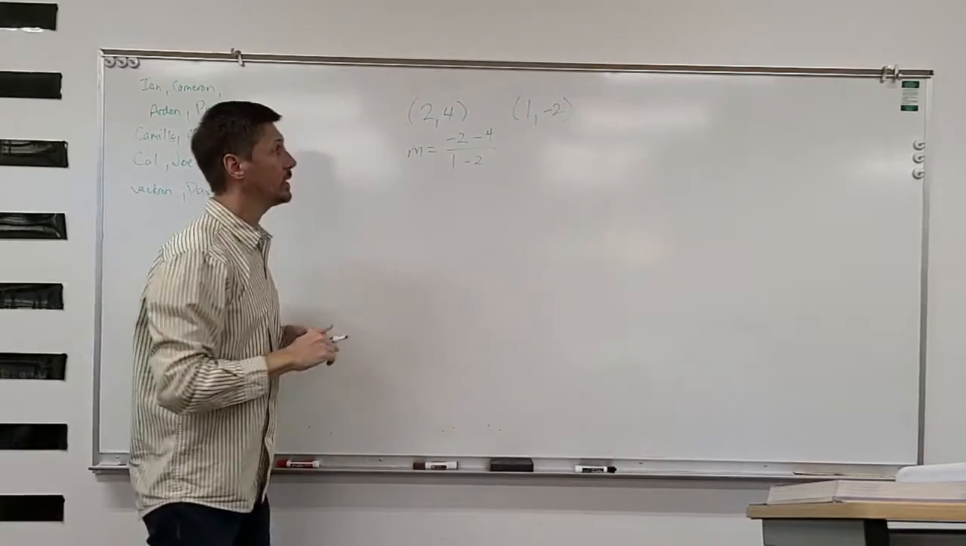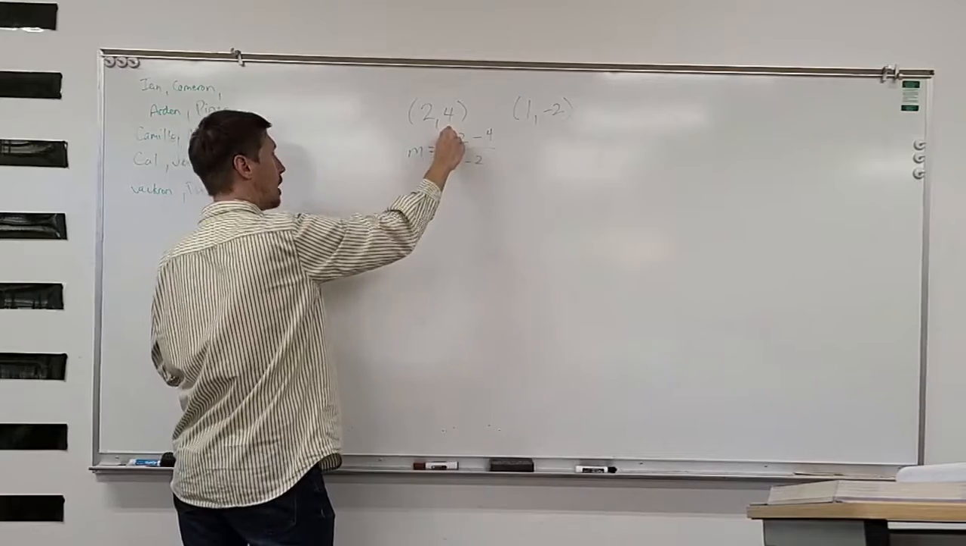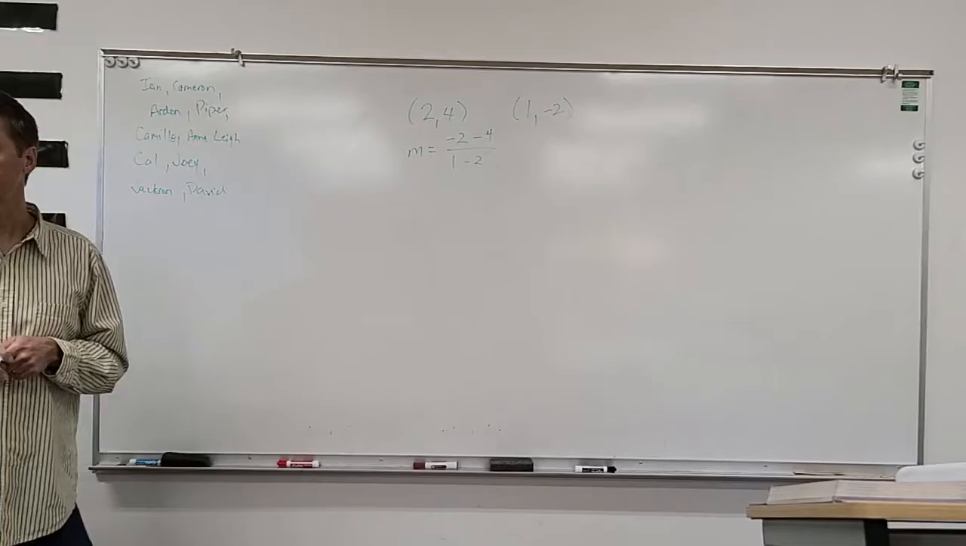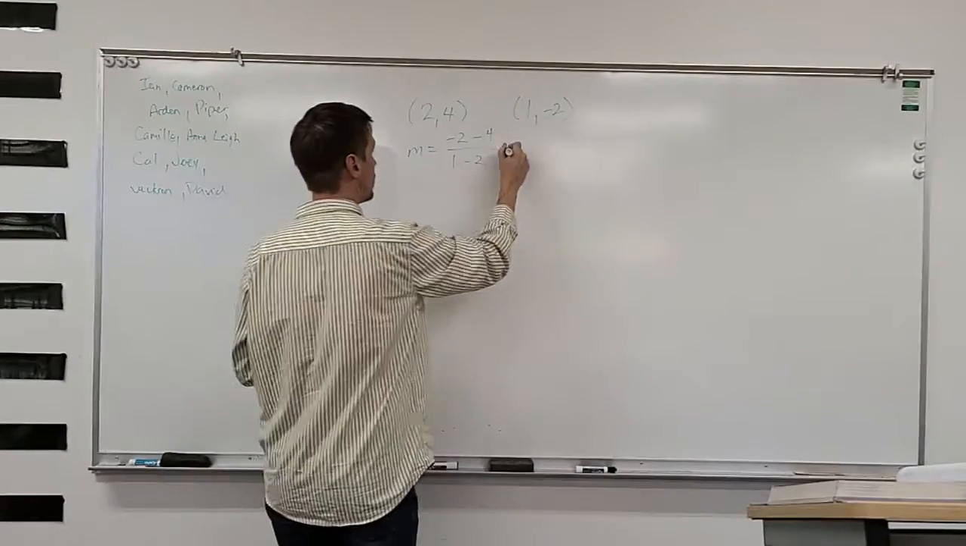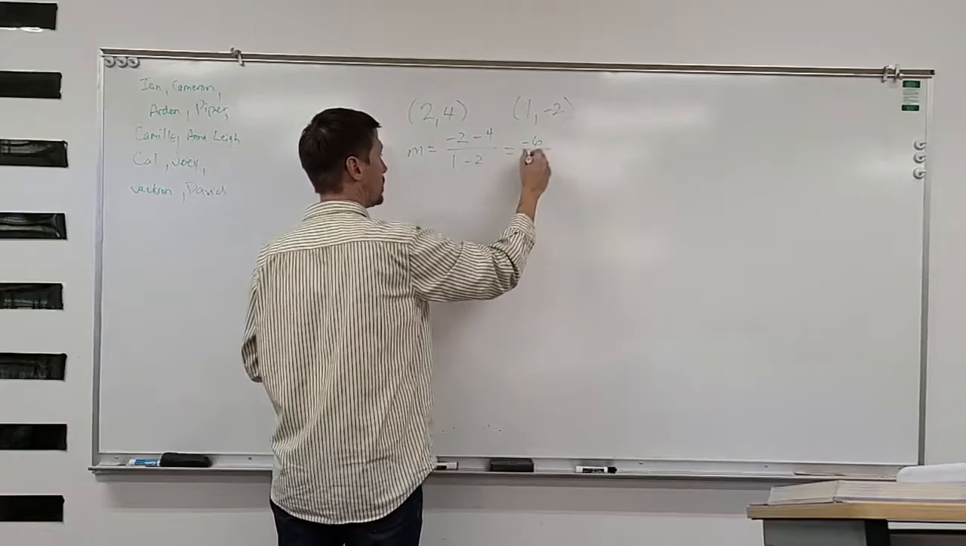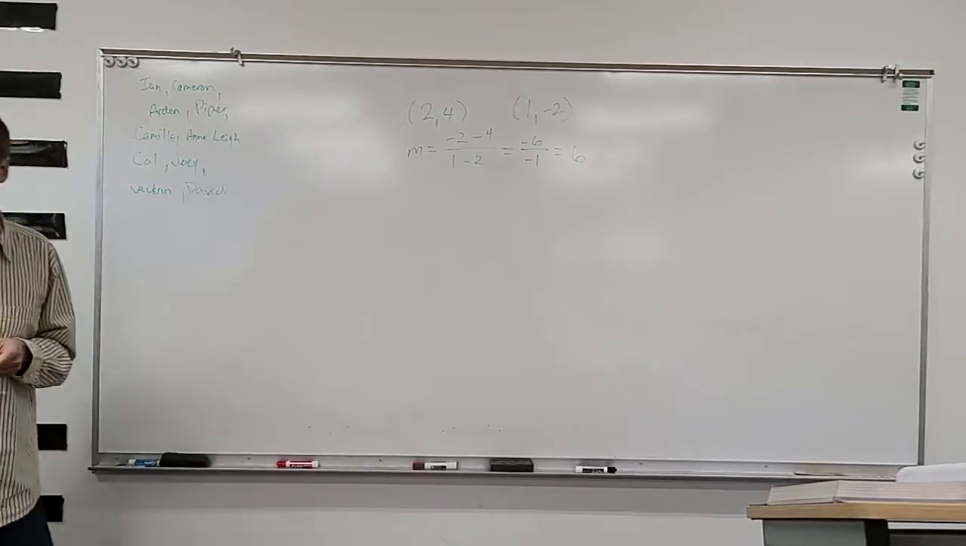So you guys see what he did? He took this y-coordinate minus this y-coordinate on the top, and then this x-coordinate minus this x-coordinate on the bottom, right? And so that gives us a value of negative 2 minus 4 is negative 6. All of that over 1 minus 2 is a negative 1. So our final slope is 6. It's a nice even number.